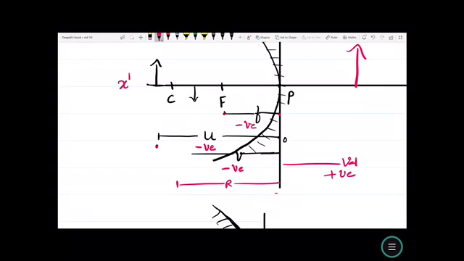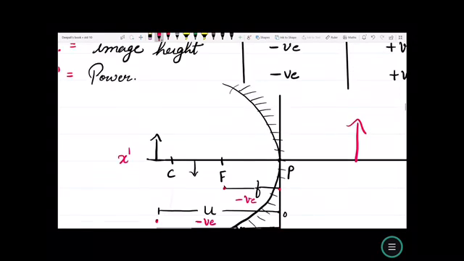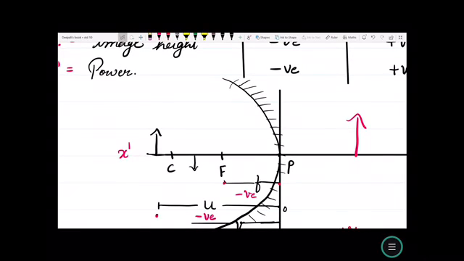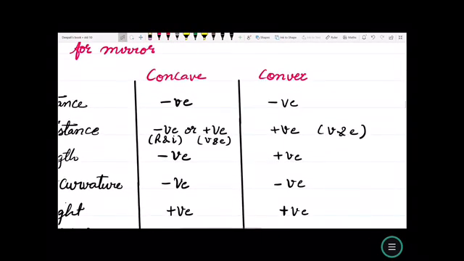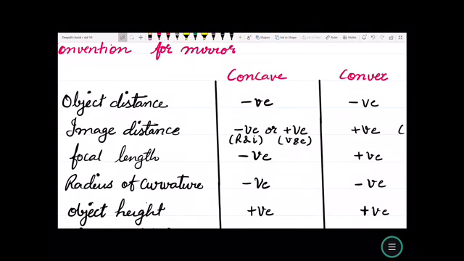Now we talk about f, focal length. If we measure from here to here, it will be negative. Radius of curvature, that is from this point to this point, which is also measured this way, will be negative. Now image and object height. Object height is measured towards the positive y-axis, so it will be positive, and the image height is measured towards the negative y-axis, so it will be negative. Did you understand how simple it is?